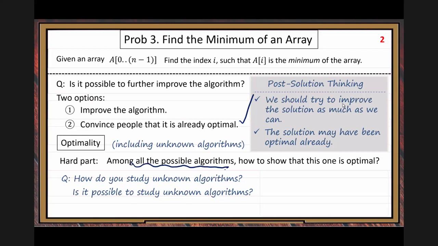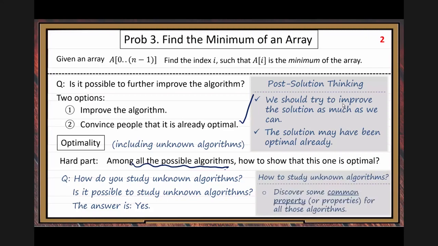Let me finish the slide. The answer is yes. It looks strange, right? How can you study unknown algorithms? The answer is yes, because let me give you the last critical sentence, so we finish this class. How to study unknown algorithms: discover some common property or properties for all those algorithms.